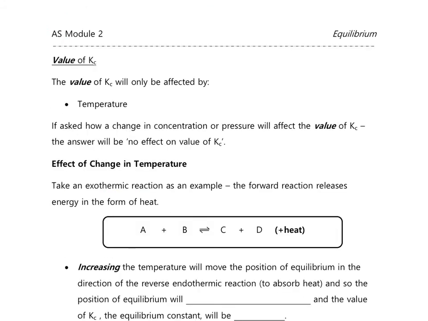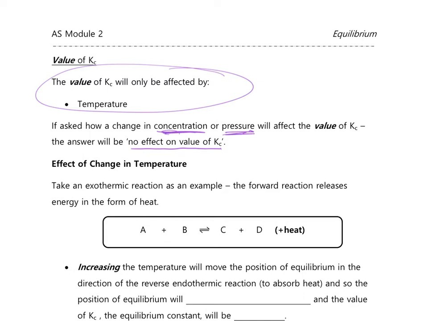Now, they will try to trick you up in this in the exam. Yes, it will affect the position of the equilibrium, that's changes in pressure and concentration, but they won't have an effect on the value of Kc. It's only affected by temperature. If they ask you the effect of concentration or pressure, you need to simply say there's no effect on the value of Kc. Thank you for trying to trick me, but no, there is no effect on the value of Kc with concentration or pressure.